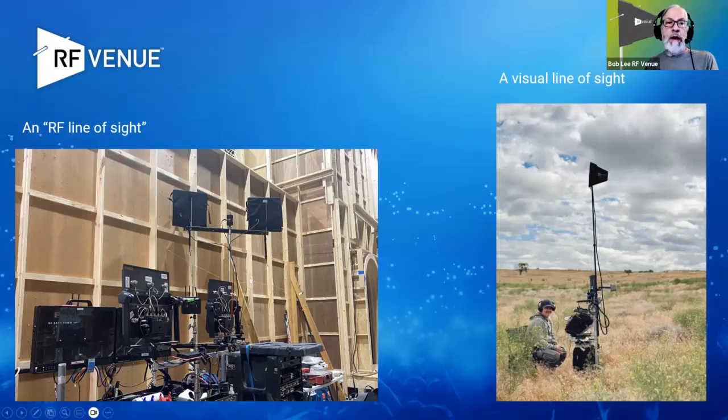So on the right here, we have a visual line of sight. This production sound mixer has the antenna, the diversity fin, way up on top of a mast in order to get a direct line of sight, a visual line of sight, to the transmitters that are often in the distance.